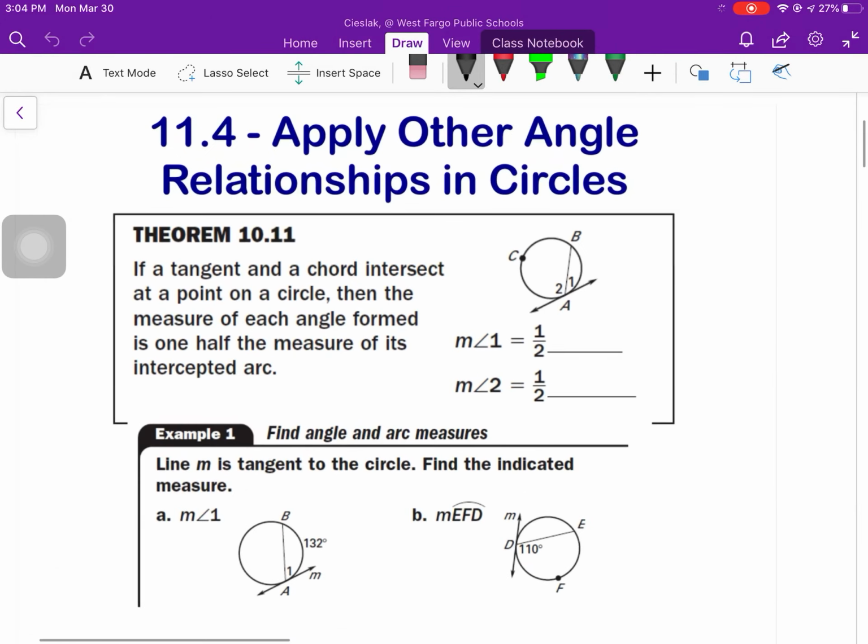Alrighty, let's do it. Your second video of week 2. We are on 11.4, which is other angle relationships in circles.